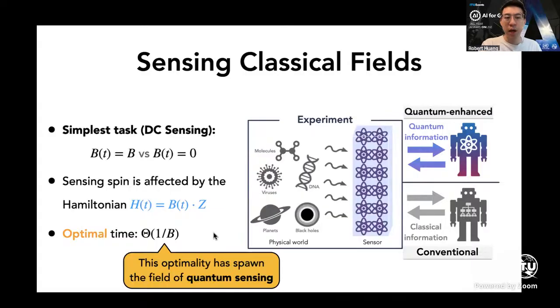And one can also prove that this is optimal. One can show that there's no way to achieve a faster scaling, even when we put a quantum computer on the side to control the sensor in a crazy fashion. There's no way to outperform this 1 over b scaling. That is the best. So in a way, for the simplest task of DC sensing, everything is solved. There's nothing more to do from a theory standpoint, because in this case, the optimal scaling is known, it's very easy to achieve, and that's it.